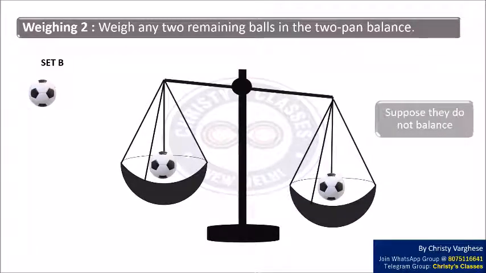Now, suppose that the 2 balls do not balance. Then, the heavier ball is in the balance. That is, the heavier ball is the one in the pan which went up. Thus, we have found the heavier ball in this case. Thus, in case 2 also, there are 2 weighings.